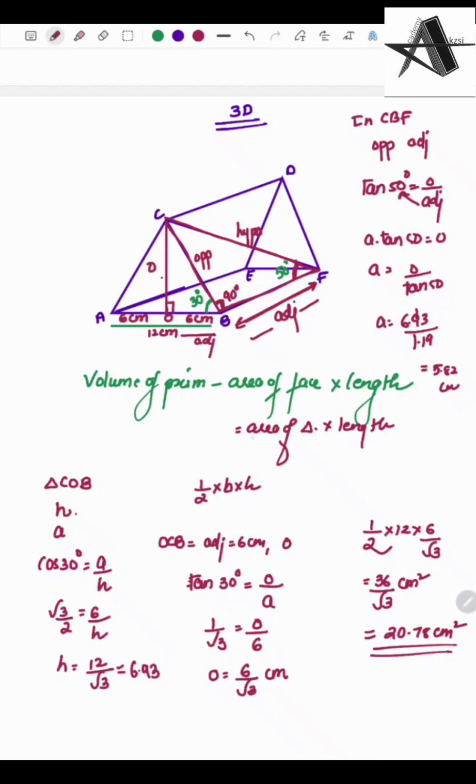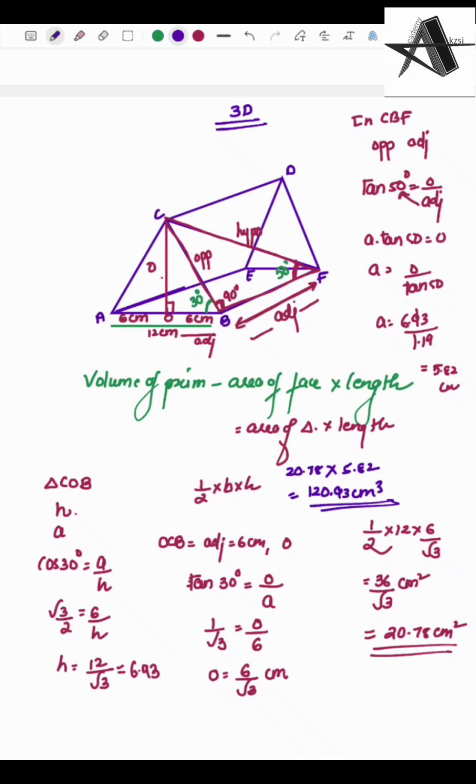Just like here, we have calculated the area of the triangle and the length. Just put the answers in and we'll get it. So the area of the triangle is half times base times height, which we have calculated as 20.78, times the length we just calculated, 5.82. Just multiply them together, you'll get the volume. Final answer is 120.93 centimeters cubed.